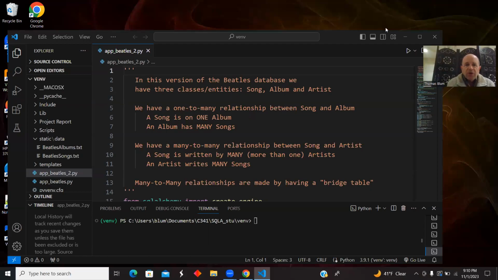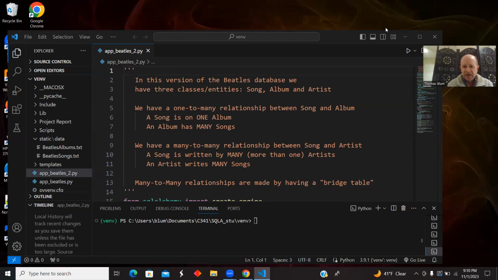In this video, we're going to extend the database we made of Beatles songs. Previously, we had two entities, a song and album, and there was a one-to-many relationship between song and album. We were neglecting any greatest hits albums, and so we were saying that a song is on one album and that an album has many songs, making that a one-to-many relationship.